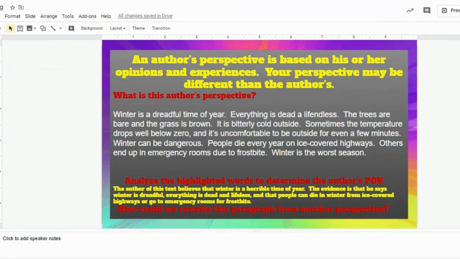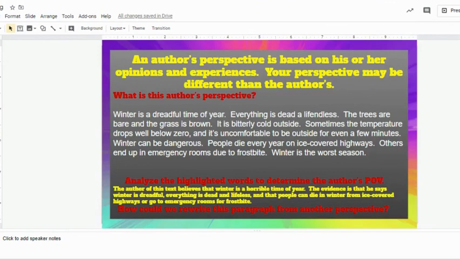So I want you to think about this paragraph right here. Winter is a dreadful time of year. Everything is dead and lifeless. The trees are bare, the grass is brown. It is bitterly cold outside. Sometimes the temperature drops well below zero, and it's uncomfortable to be outside for even a few minutes. Winter can be dangerous. People die every year on ice-covered highways. Others end up in emergency rooms due to frostbite. Winter is the worst season.